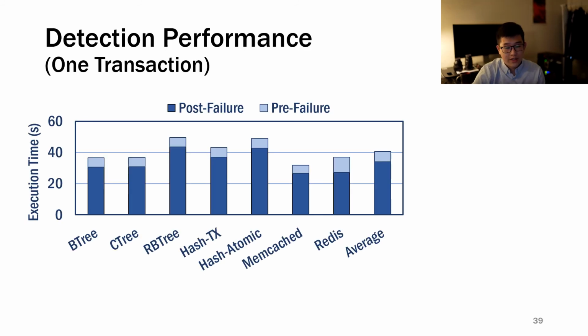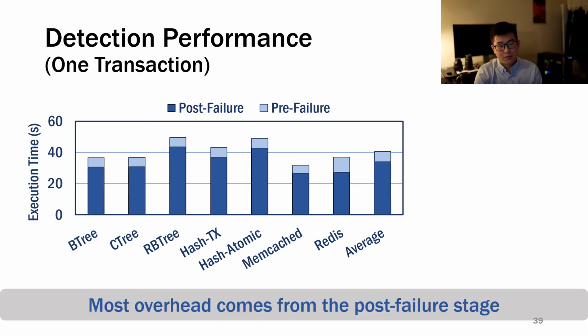Now I'm showing the detection performance of cross-failure detector of testing one transaction. The y-axis is showing the execution time in seconds. Each of the bar is divided into two parts, the post-failure part and the pre-failure part. As you can see, pre-failure is taking only a small fraction of time, but the post-failure is taking the majority of time. The reason for that is because the pre-failure execution only needs to happen once. But for every single failure point within the pre-failure stage, the post-failure needs to be triggered. So the accumulated post-failure execution time is taking the majority.